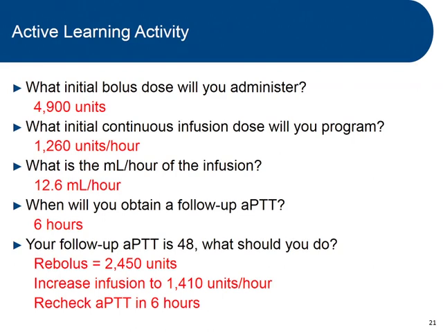You will look at your APTT value once the results come back. And for our patient, we said her results were that her APTT was a 48. So now what would you do?